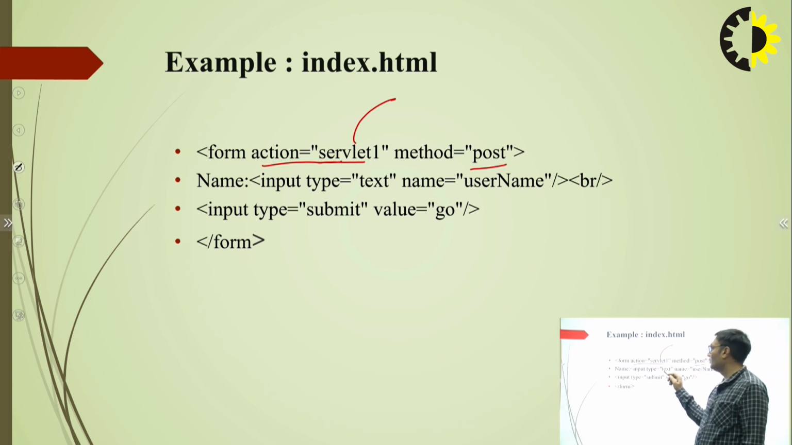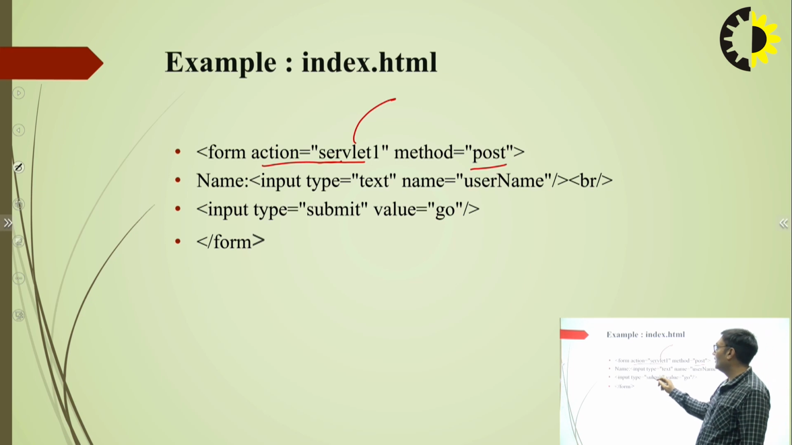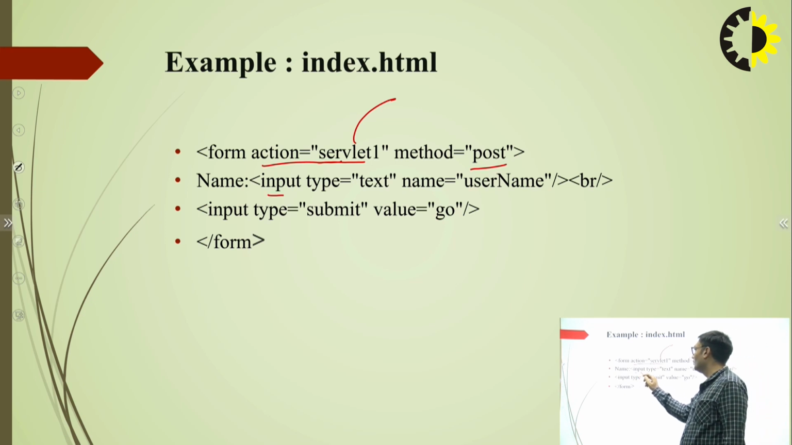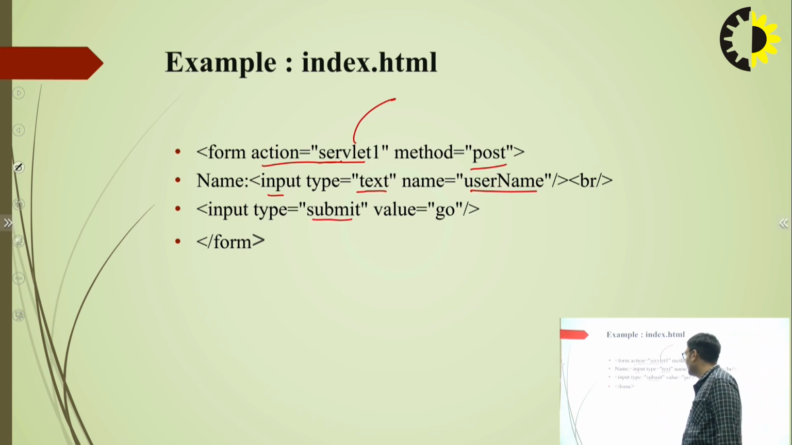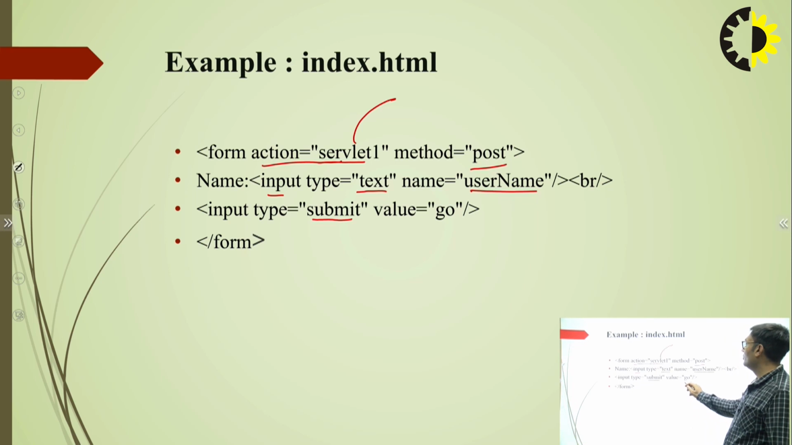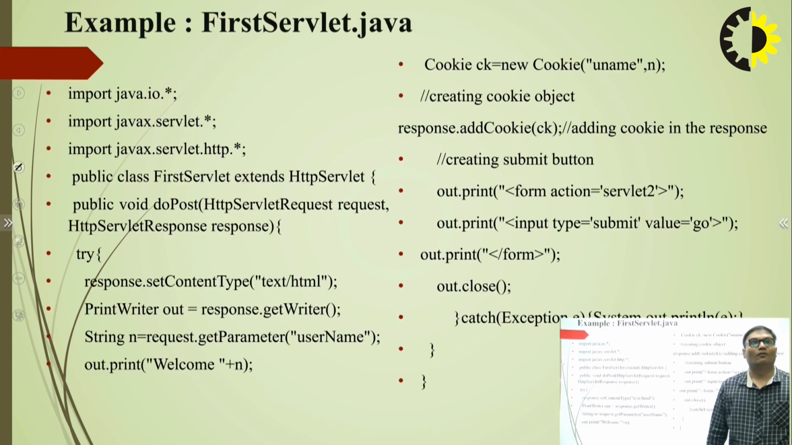I'm writing a text box. Input type equals text and name is username, and input type equals submit. I'm creating the submit button with value go. So when we click the submit, then the action will go to servlet1. Now what is servlet1?